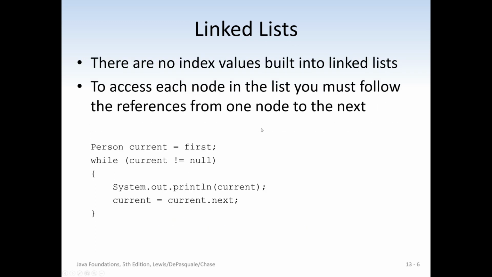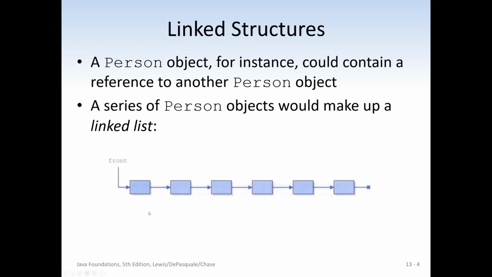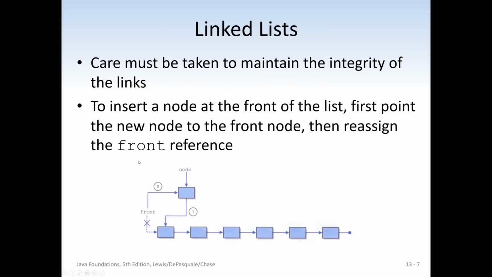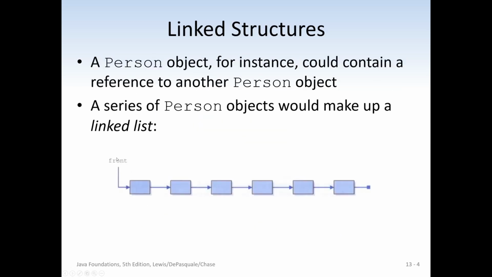So let's go back and look at this and see what this would look like here. Let's say, for example, we started here and this was called first. So we would say that current equals first, which means current would point to the same thing as front right here, right? It would point to this. And this link, this reference, is dot next.